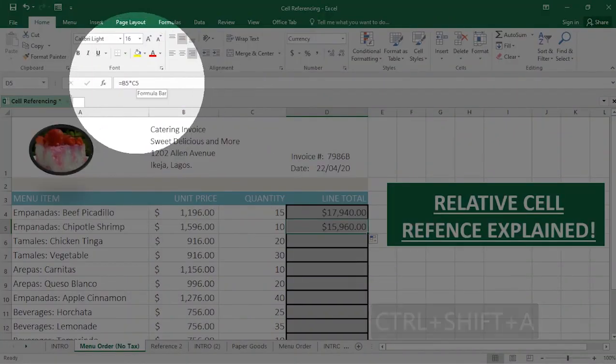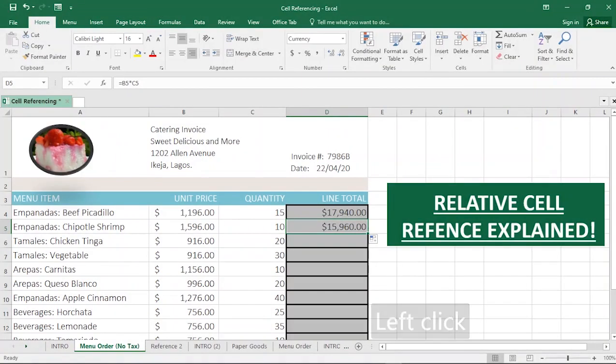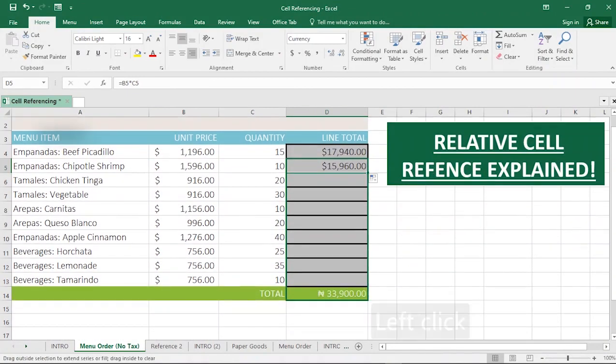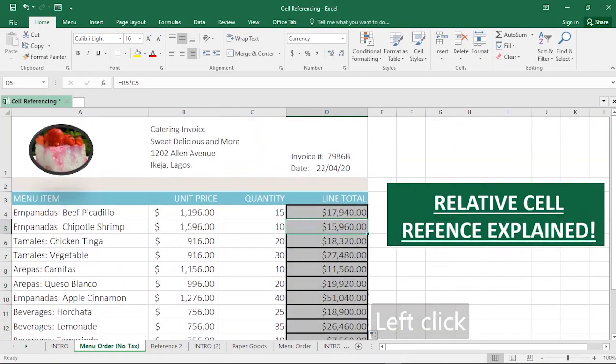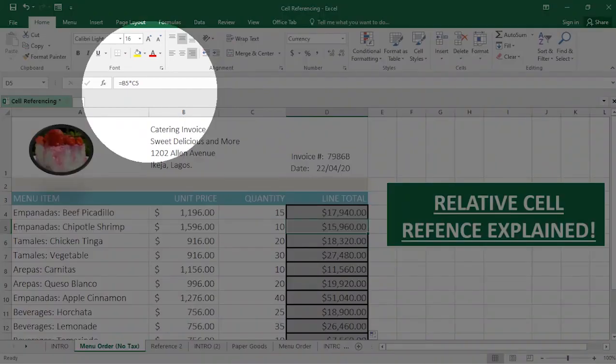Also, the next cell will be B5 multiplied by C5. Let us quickly fill these formulas down the column, and you should see that it fills automatically with our answers. Now pay attention. Going to the next formula, you will notice that it shows B6 multiplied by C6, and the next formula shows B7 multiplied by C7, and it goes B8 multiplied by C8.